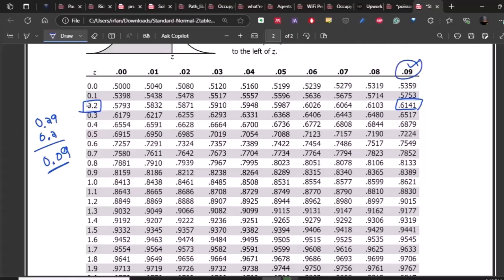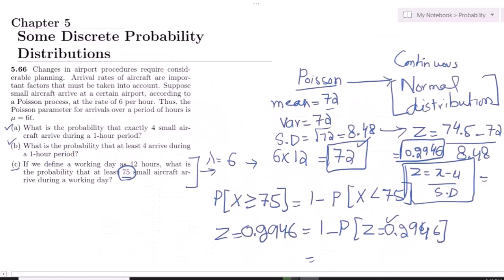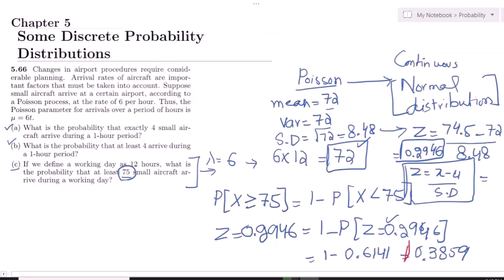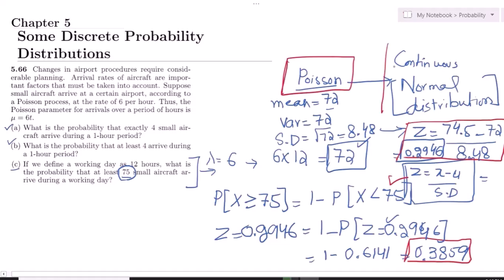This is the column, this is the row, so 0.6141. So let me write it, 1 minus 0.6141. Okay, so after subtracting the value from 1, we will get the answer, and the answer would be 0.3859. Okay, so that is basically the solution of our question, in which we have used this z score formula, and that's how we have moved from Poisson to the continuous normal distribution.